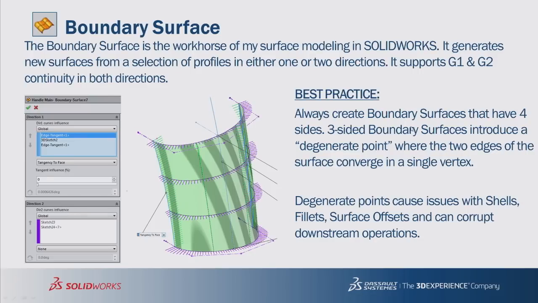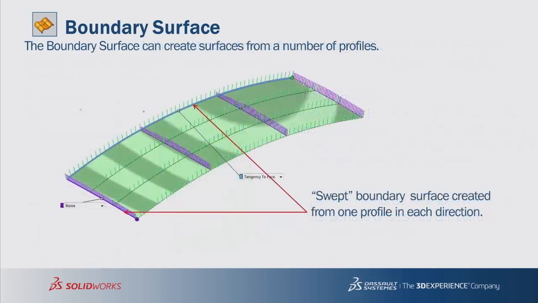So the best practice, we always want to create boundary surfaces that have 4 sides. 3-sided and 2-sided boundary surfaces, they're not good. They create this thing called a degenerate point, which can really cause issues with shells, fillets, offsets.